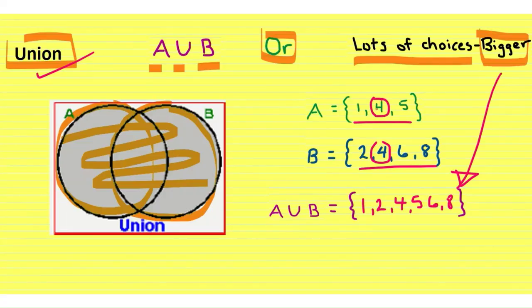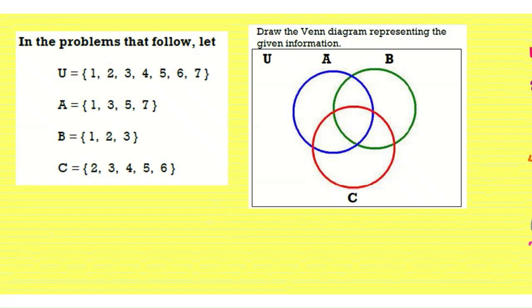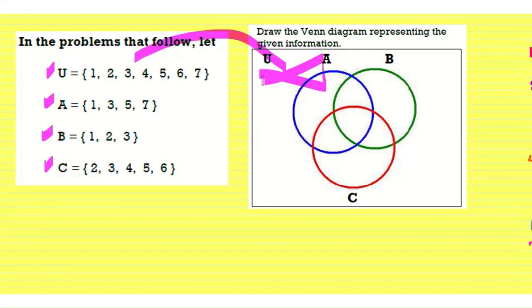Okay, before we can identify complements and intersections and unions of sets, we first need to set up our Venn diagram. So we are going to do that. They've given us a universal set, a set A, a set B, and set C, and we are going to identify where these elements belong in terms of our Venn diagram.